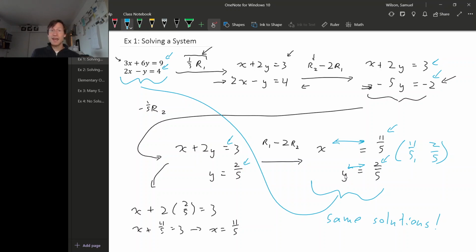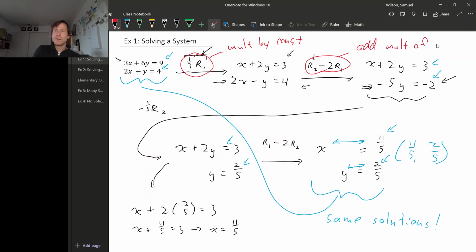And in this particular example, we did two kinds of operations. We multiplied by a constant, and we added a multiple of a row to another row. Those are the two operations that we allowed ourselves to do, and neither of these operations changes the collection of solutions. So let's look at one more example.